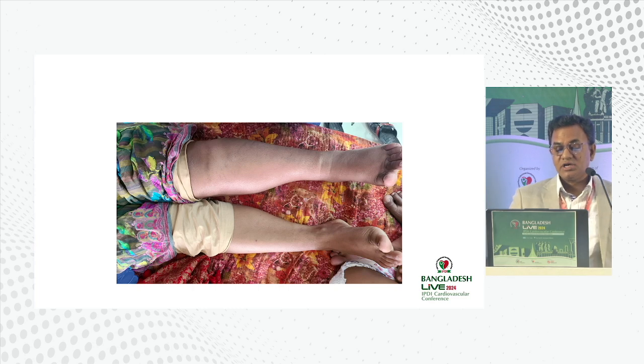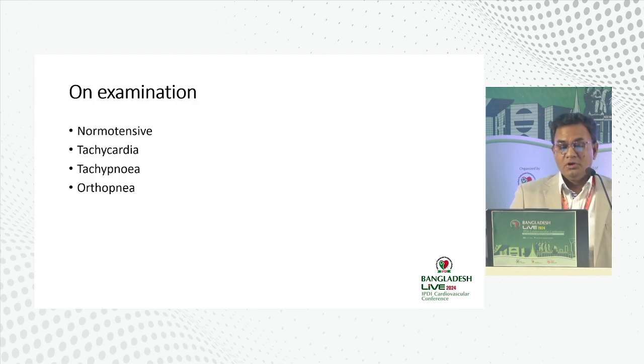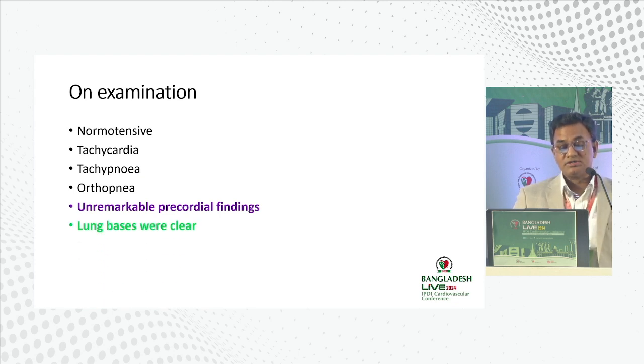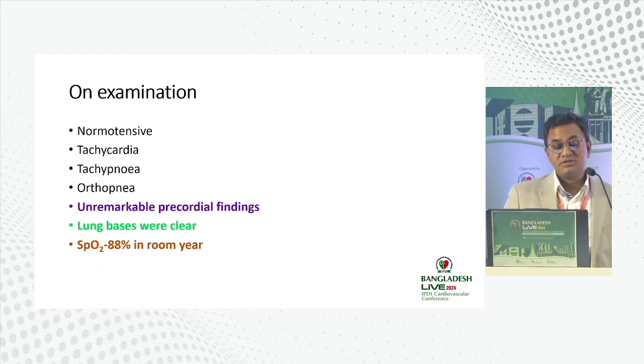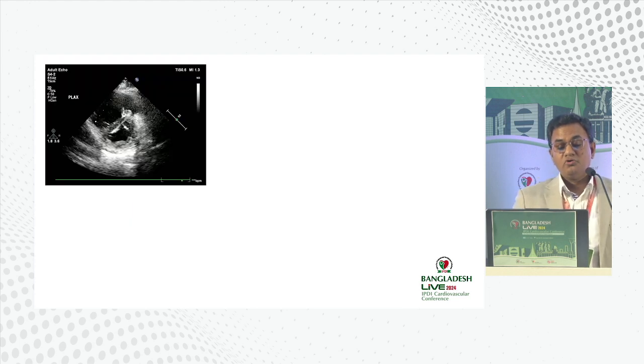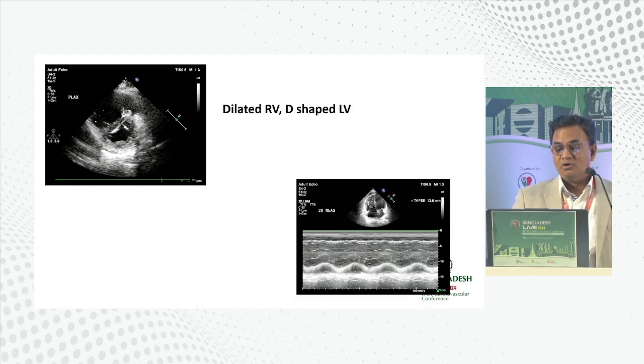On general examination, we could see that there is unilateral leg swelling. So this patient having unilateral leg swelling and presenting with breathlessness, one might have a suspicion of pulmonary embolism. The patient was normotensive, tachycardic, tachypneic, orthopneic, with unremarkable precordial findings, clear lung bases, and low oxygen saturation. So we did bedside echocardiography, which reveals the right ventricle is dilated, the left ventricle is D-shaped, and there is RV dysfunction measured by TAPSE.